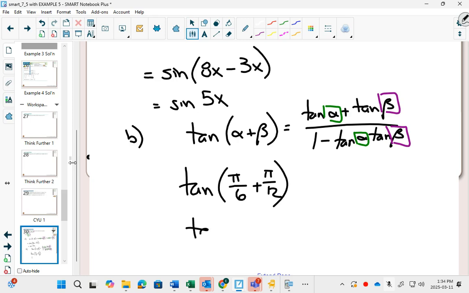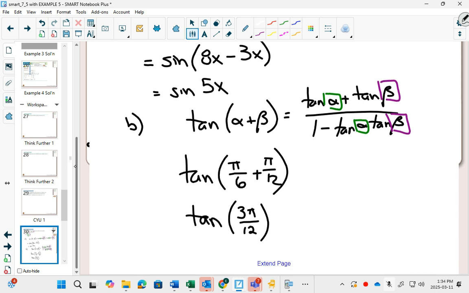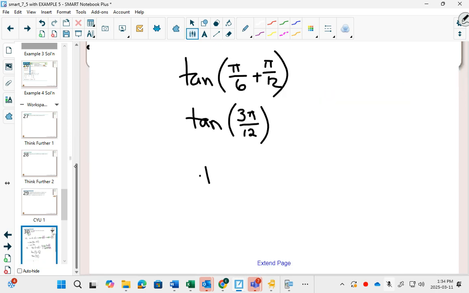If I want to add these together, I have to get a common denominator, right? So 2 pi over 12 plus 1 pi over 12 will be 3 pi over 12. 3 pi over 12 reduces to pi over 4, and that's on my pie plate. Tan of pi over 4 is 1. So this one we can actually evaluate.